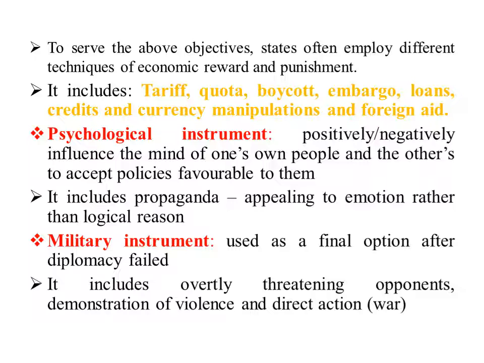The last one is the military instrument. Military instrument means the last option to achieve foreign policy objectives. That is the final option after diplomacy has failed. If a given state fails to achieve its foreign policy objectives through diplomacy, the last option will take place through a military instrument. It includes overt threatening of the opponent, demonstration of violence, and direct action of wars.